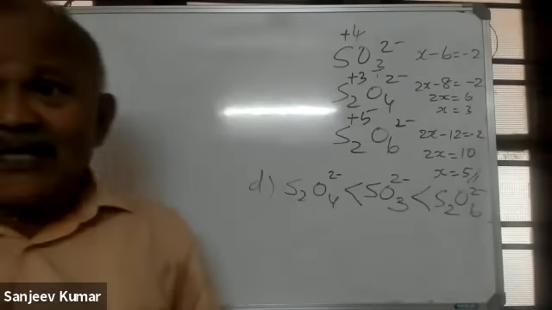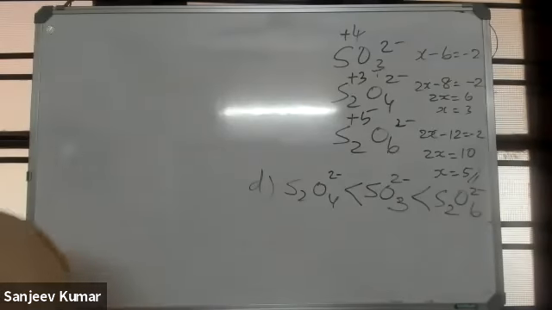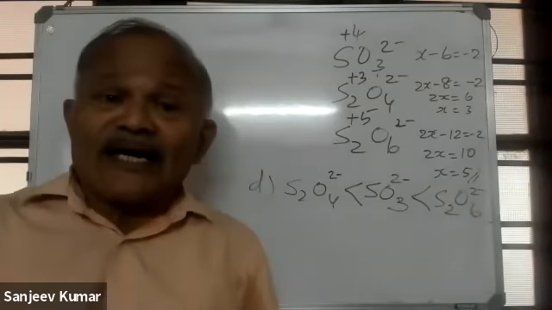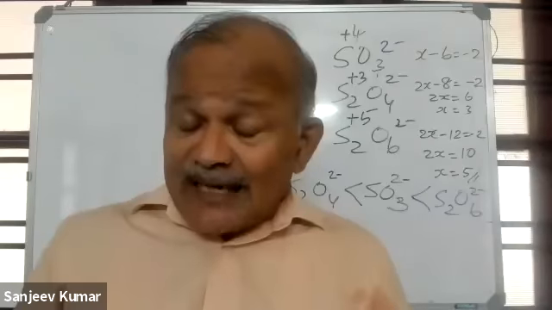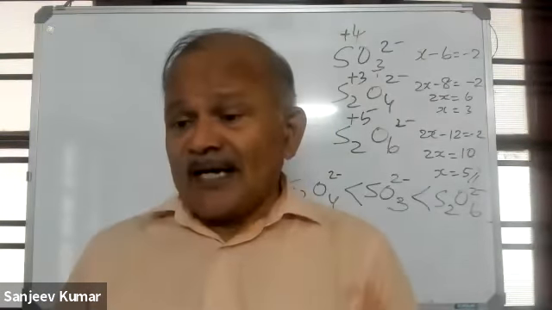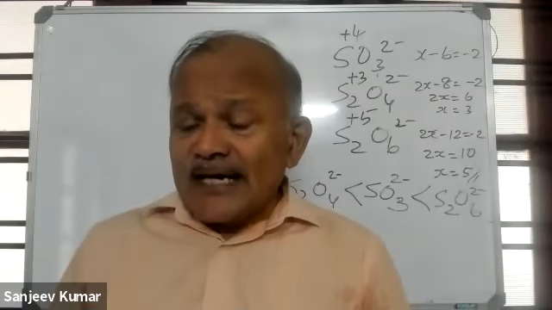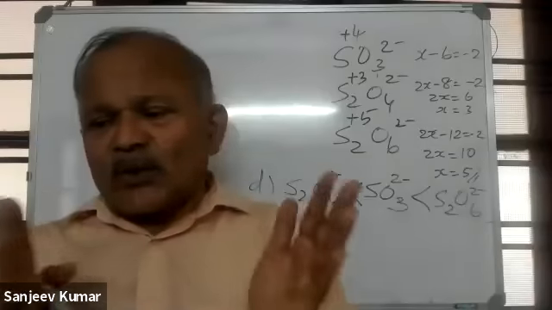The choice is D. And this is the way in which we can assign the oxidation number of any element, and the balancing of redox reactions can also be carried out by these rules. And that is about redox reactions. Then there is electrochemistry.